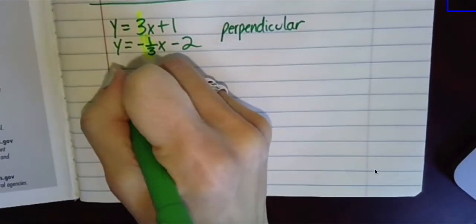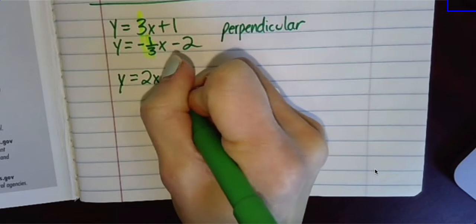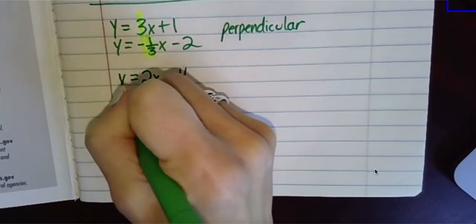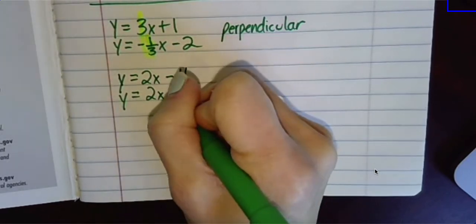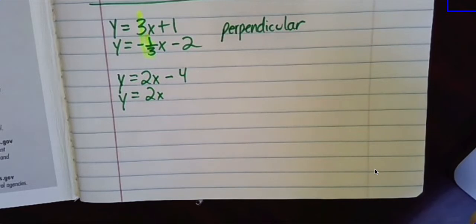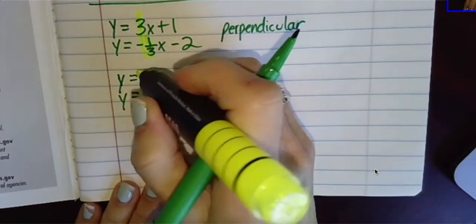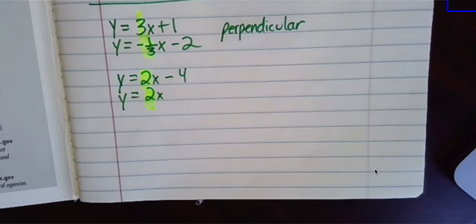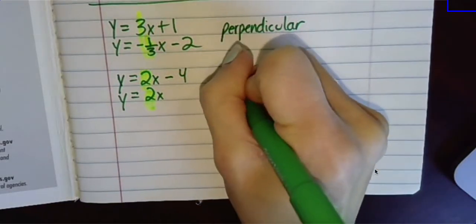Okay, if I had y equals 2x minus 4 and y equals 2x, I'll just leave it at y equals 2x. It's like adding 0. All you have to do is look at the slope. What do we see about these slopes? They are the what? Exact same, so we call that what? Parallel.